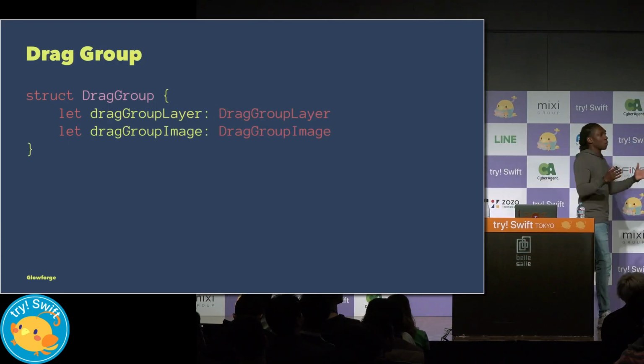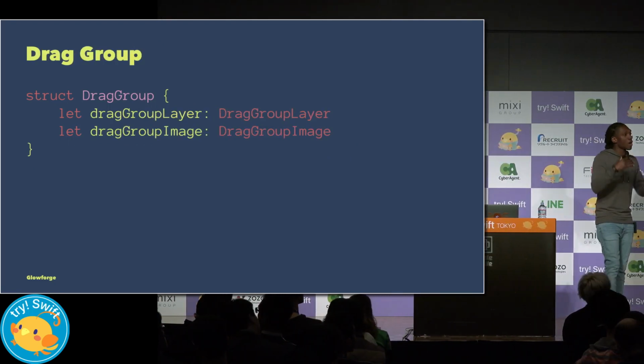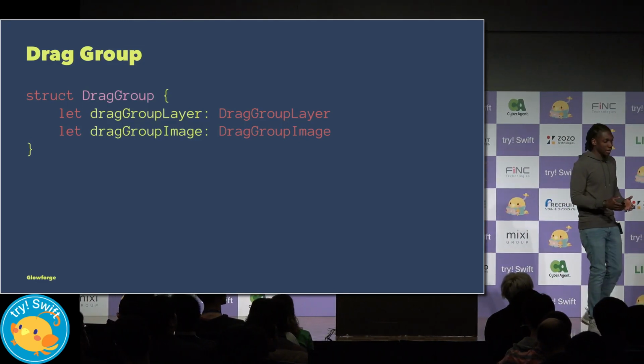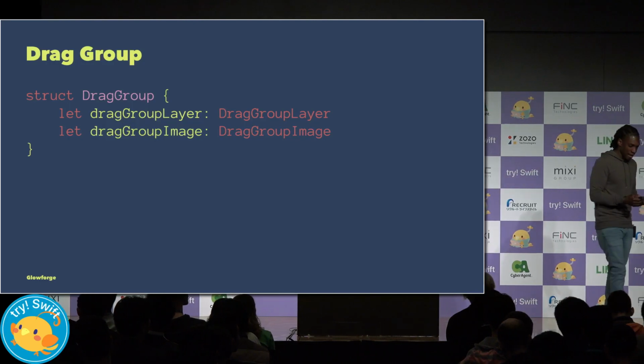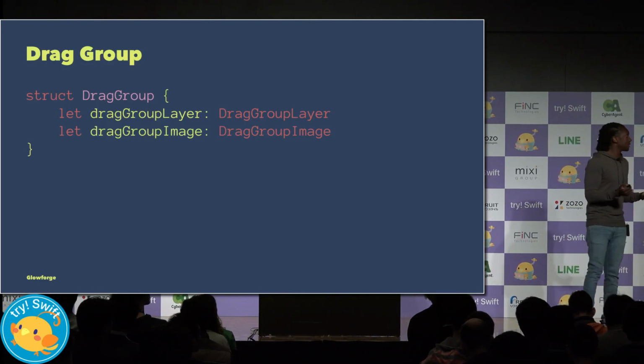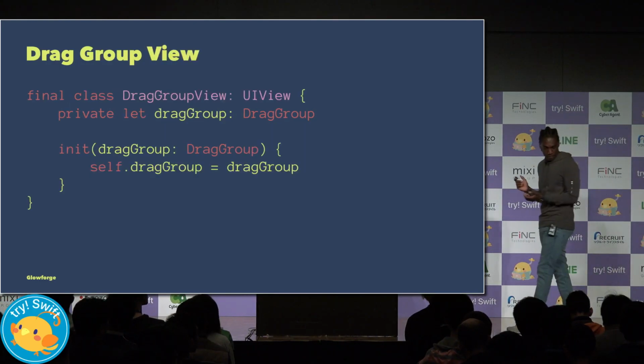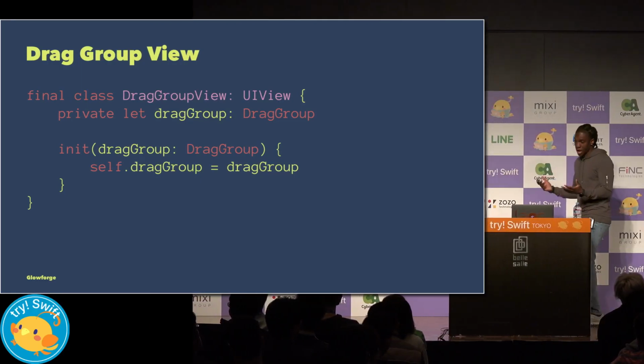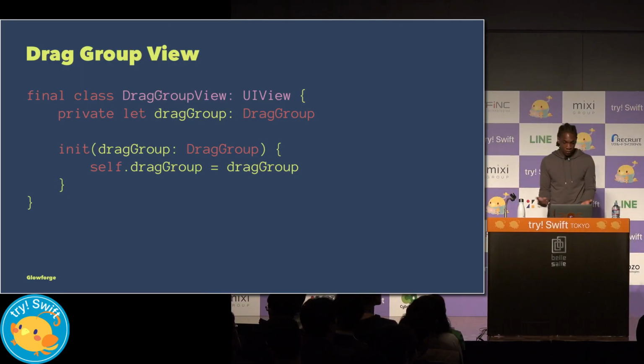And then we get our drag group, that thing that the user can interact with independently. And that model would look something like this. It would have the layer for the circle and this image that represents the PNG file. And of course, for us to show this drag group, we're going to put it inside of a view that might look something like this.